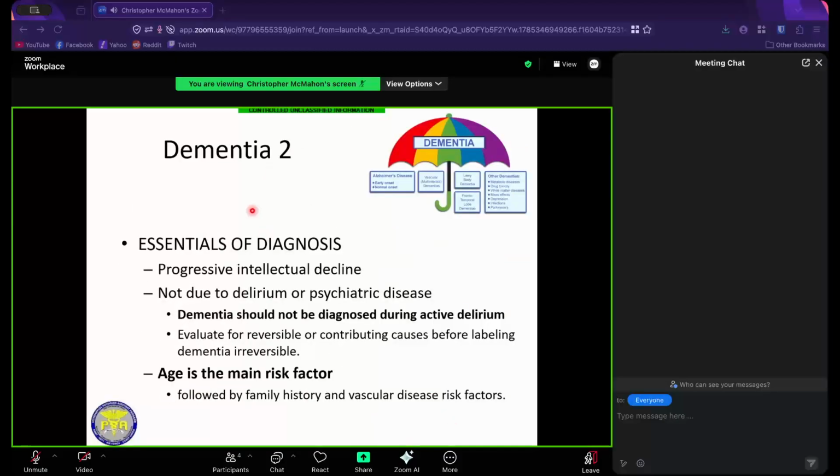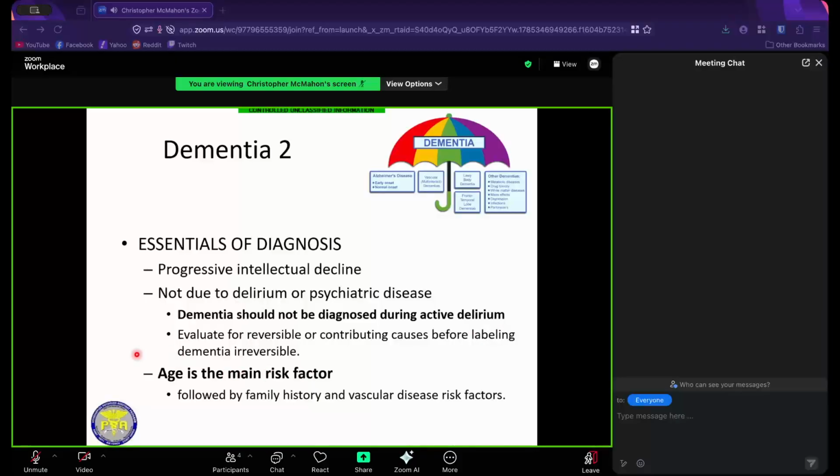The essentials of diagnosis: I have to have some type of progressive intellectual decline. I don't want to take a delirious patient and label them as demented, because then I miss a reversible cause. So I have to make sure it's progressive over time, not all of a sudden demented on day one, and not due to delirium or other psychiatric illness. Dementia should not be diagnosed during the initial active delirium. Some people may be demented and delirious. You have to reverse all the causes and then say, I still have a cognitive baseline, not able to take care of my ADLs. I have baseline dementia with delirium on top.